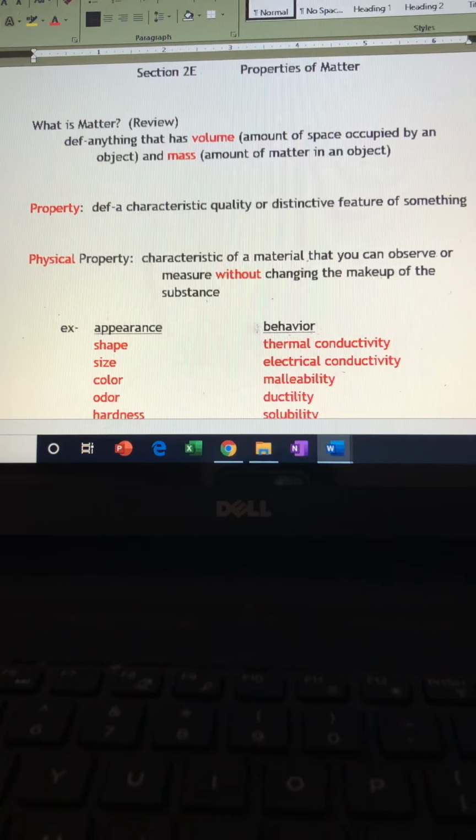A physical property, by definition, is a characteristic of a material that you can observe or measure without changing the makeup of the substance. Okay? You do not change what the substance is. There are two basic groupings, I guess, of physical properties. One is with appearance and one is with behavior. So let's look at those real quickly.